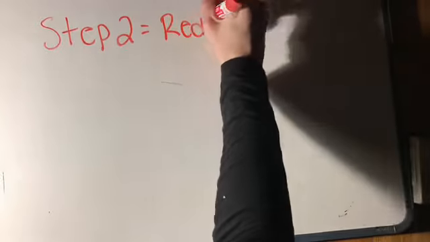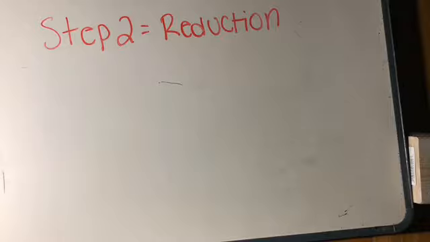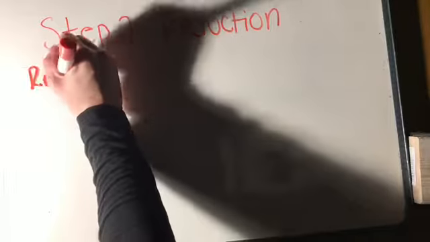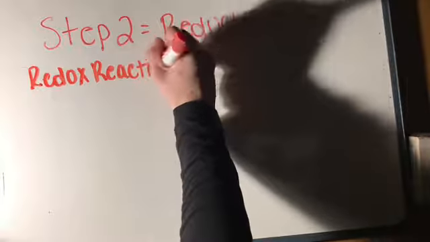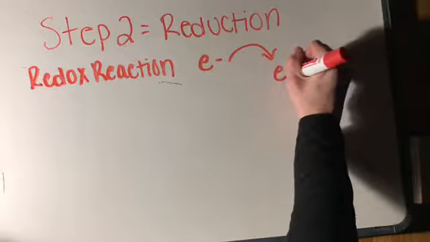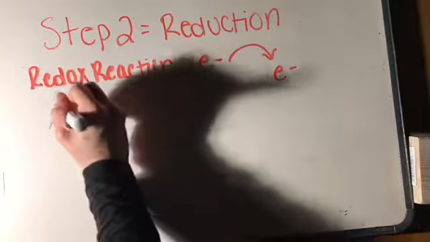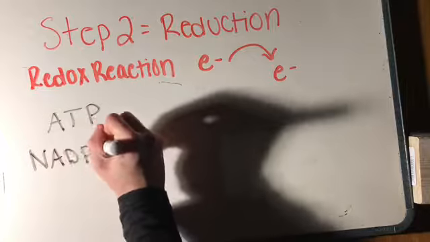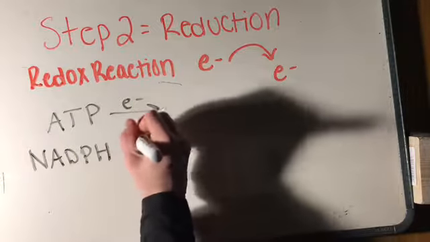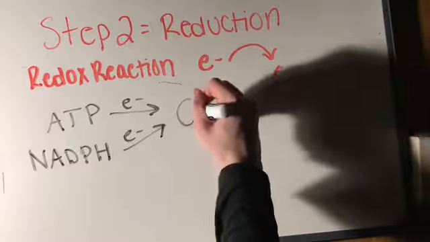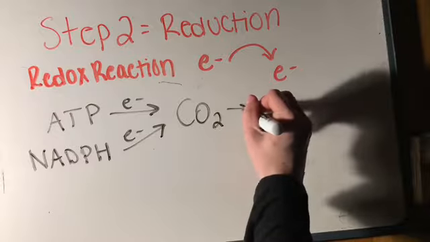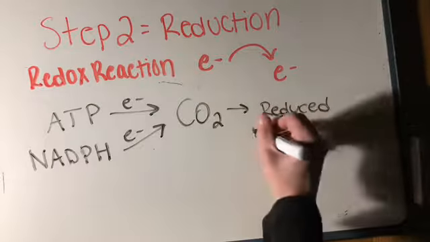The next step is reduction. This reaction is a redox reaction, which means it involves transferring of electrons. Since it is a reduction, electrons are being gained. The ATP and the NADPH molecules supply the electrons needed for the CO2 molecule to be reduced. The CO2 is then reduced into G3P. A molecule of the G3P is then set aside to make glucose.